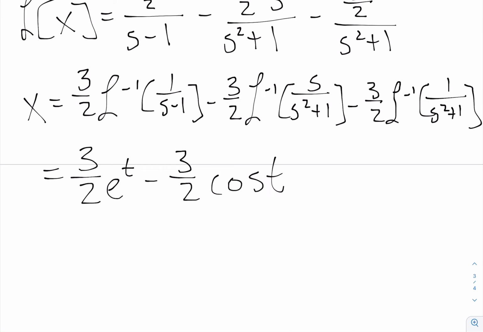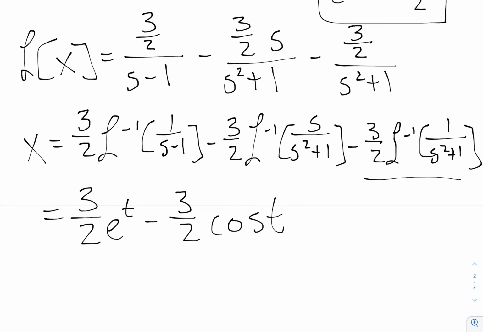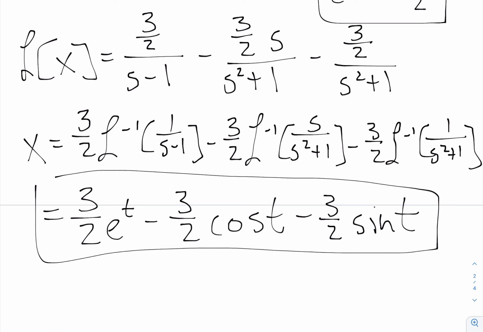Okay. And then the last term here, 1 over s squared plus 1, it's the same thing, except it doesn't have the s on the top. And when it doesn't have the s, that's going to be a sine function using our table. So it's going to be 3 over 2 sine, and this is also going to be 1t, because this is s squared plus 1. Square rooting, we just get 1. So this is the answer to our differential equation right here.